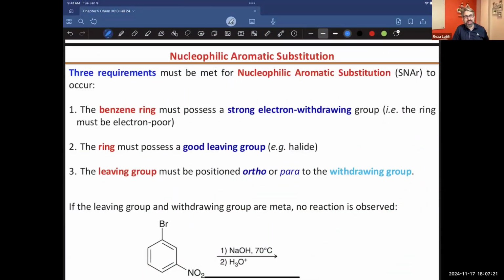I'm here with another lecture from organic chemistry. We will be talking about nucleophilic aromatic substitution. The question is, can we have a nucleophilic substitution reaction on a benzene ring? In order for such a thing to happen, we need to have three things.